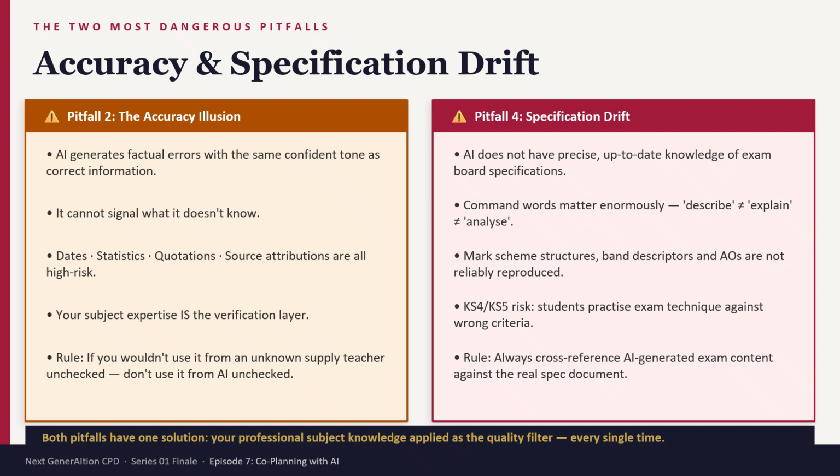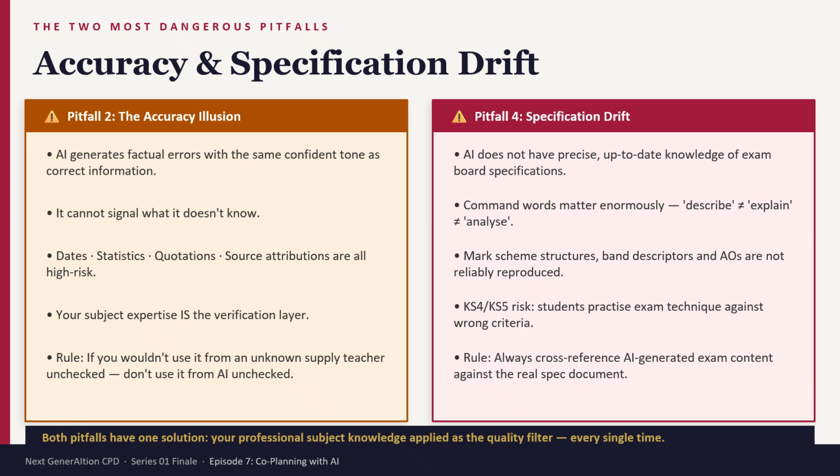Principle 6, protect your subject expertise. Make time for the professional reading, subject development, and curriculum thinking that build your expertise. AI fluency should free up time for this work, not replace it. A teacher who stops developing their subject knowledge has given AI something it can't fix. And principle 7 is be transparent. Know your school's policy on AI use. Be honest with colleagues about how you use these tools. As AI becomes embedded in professional practice, transparency and professional accountability will matter more and not less.